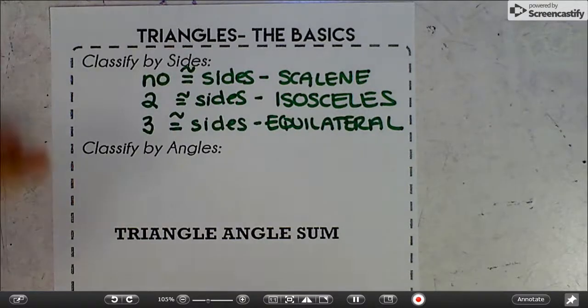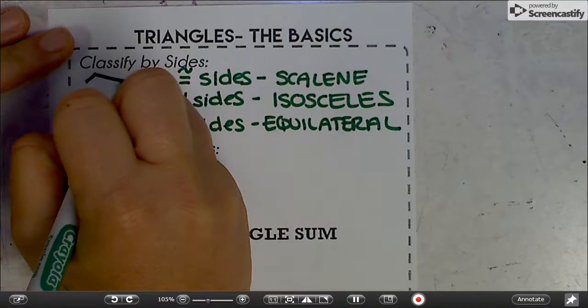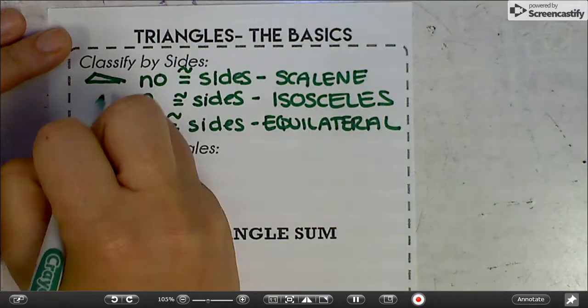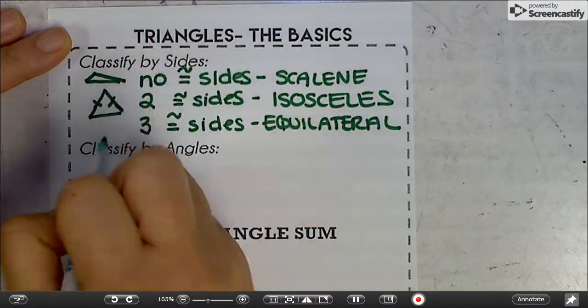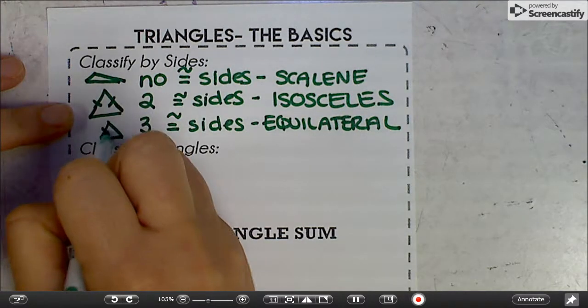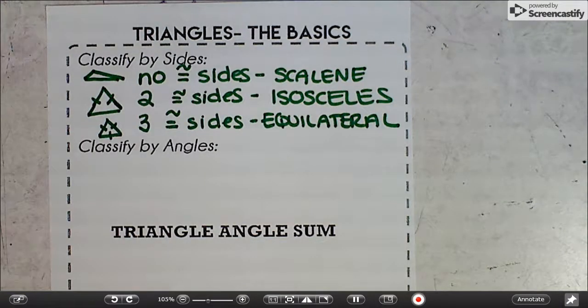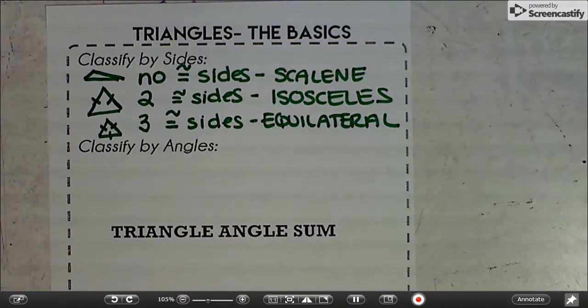If you want to see what they would look like, no congruent sides would be something like that. Isosceles would be like that. And equilateral, all three are the same. Those little marks mark the sides the same, like we've done in class before.